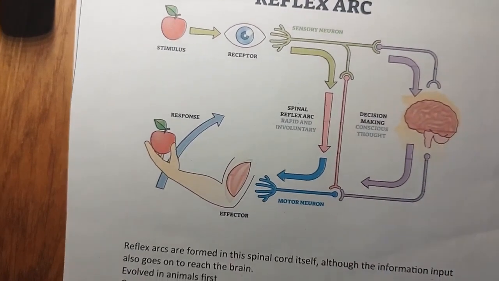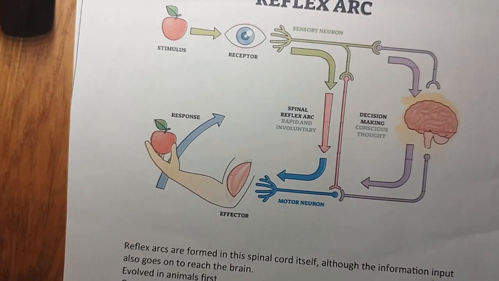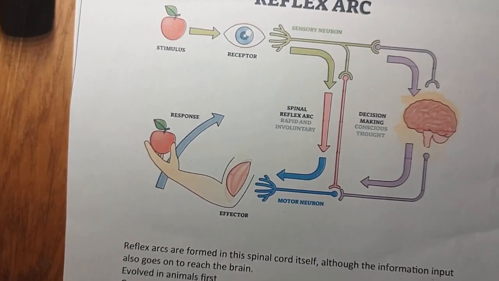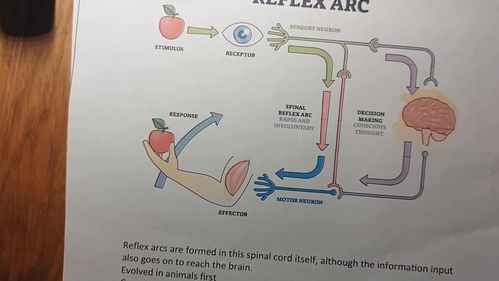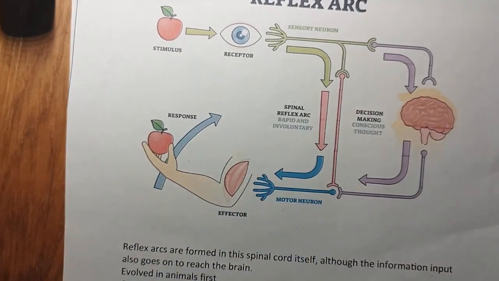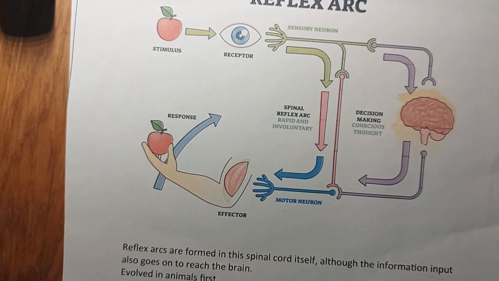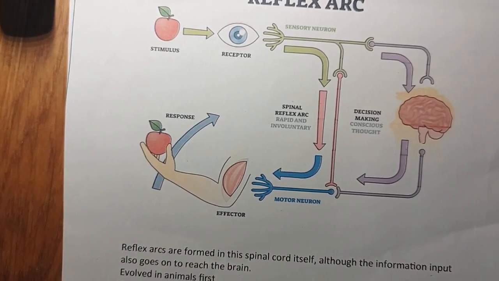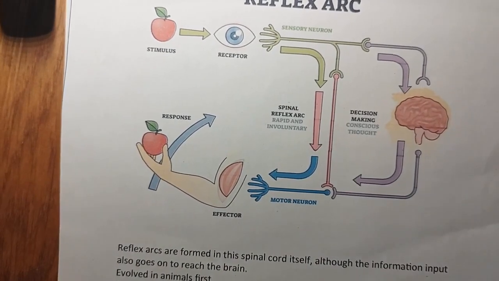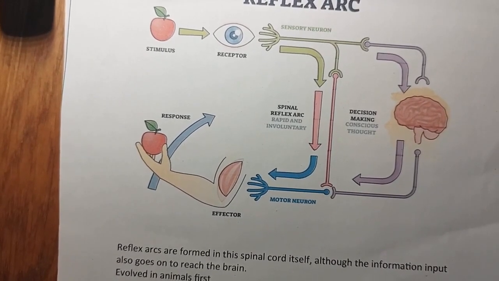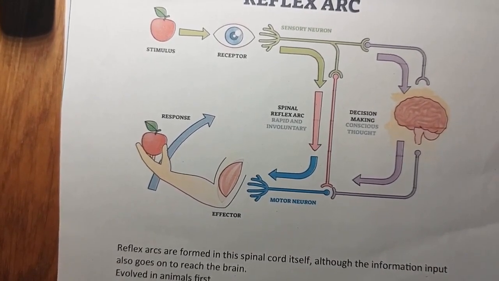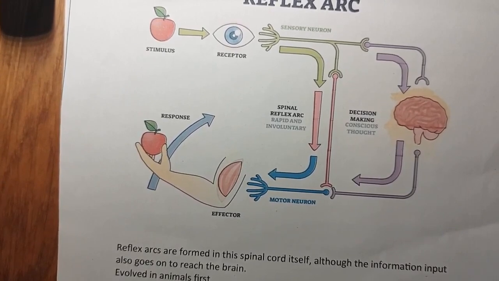Okay, so this is protective and helps us when danger is in front of us, when our body is at risk. Then this reflex arc protects us. I hope this is clear to you. Now, reflex arcs are formed in the spinal cord itself, remember that, but the information still goes to the brain.